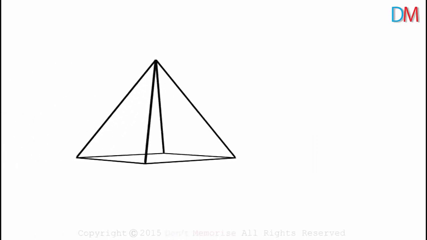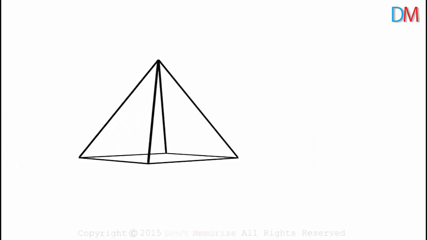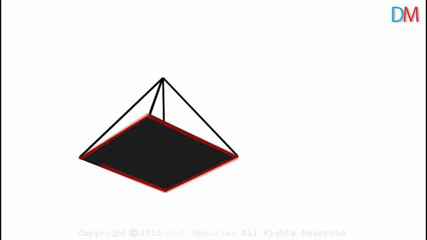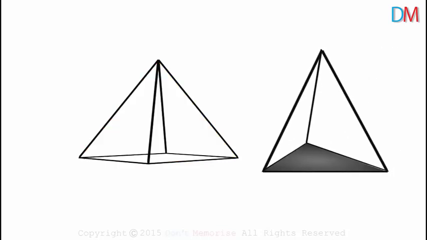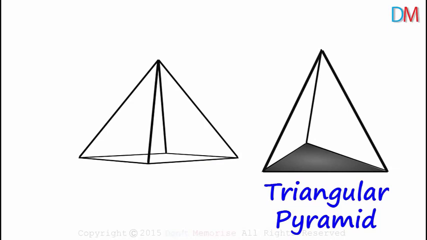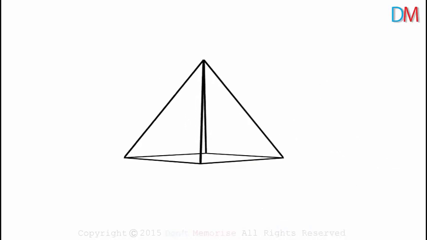Let's take another example. Here's a square pyramid. It's called a square pyramid because its base is a square and all other faces are triangles. 1 base and 4 triangles. If the base was a triangle, it would have been called a triangular pyramid. Forget this solid for now. I want you to try drawing the net of this solid. Give it a shot.